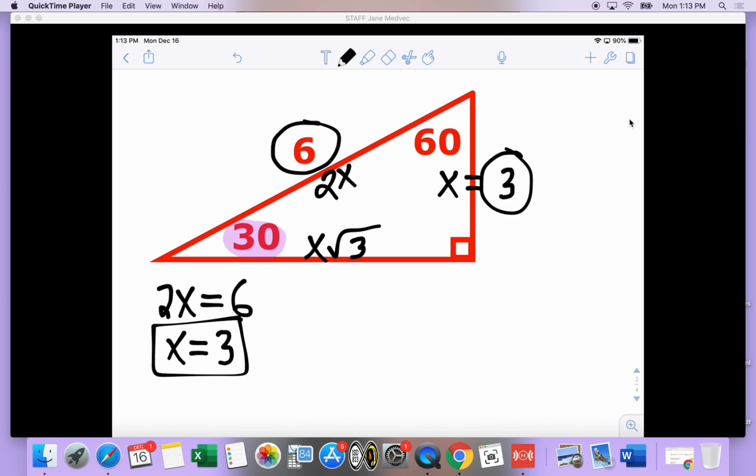Okay, the last side, how do I find that one out? Yeah, all I'm going to do is substitute that x. See, this is an x, and I got it over there. So I'm going to go 3 root 3, and I'm done. There's not a lot of work on that.